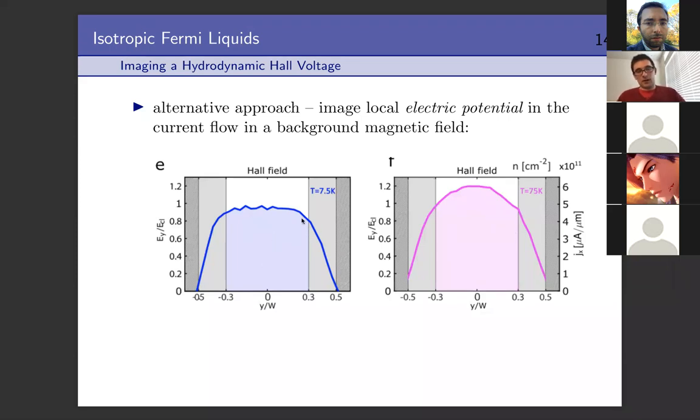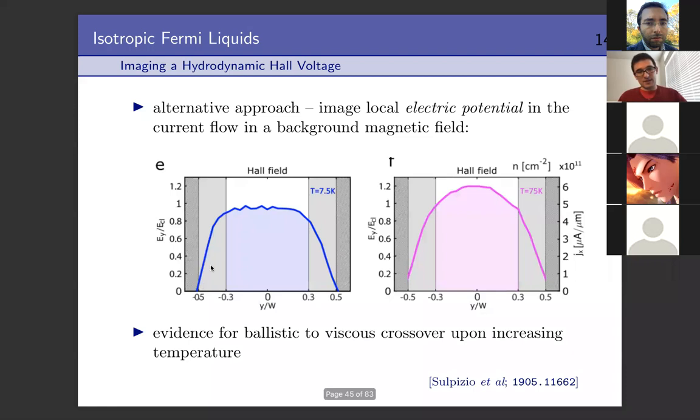And so in this experiment, you can see at 7.5 Kelvin, the field profile looks much flatter at the middle of the device than it does at 75 Kelvin. And this is evidence for a ballistic to viscous crossover at lower temperatures, which is compatible with our ohmic to viscous crossover imaged at higher temperatures. Okay, so that's all I want to say about isotropic Fermi liquids.